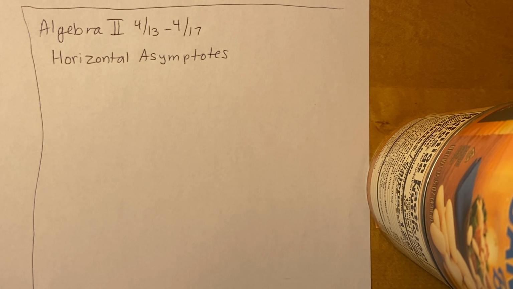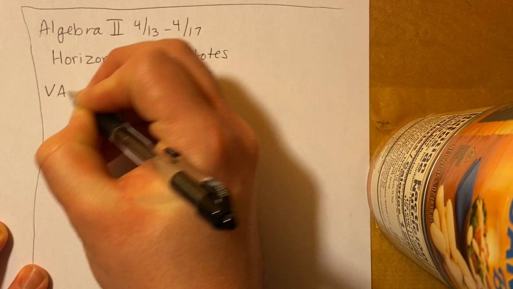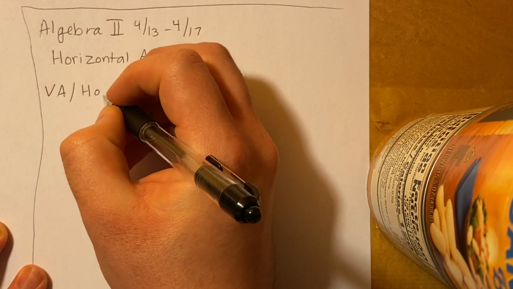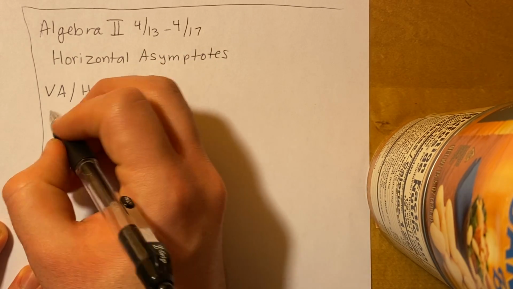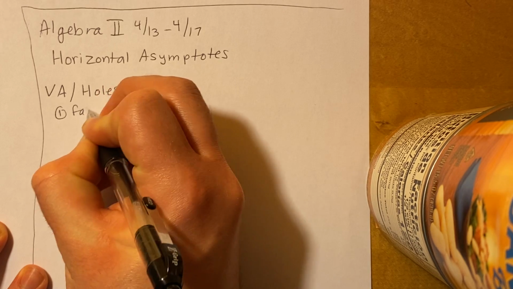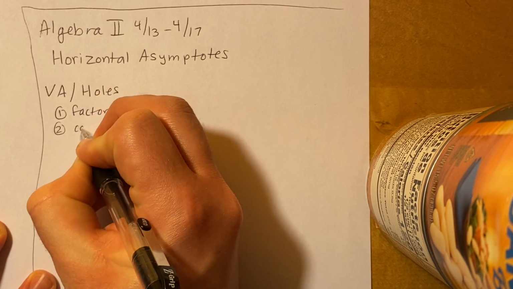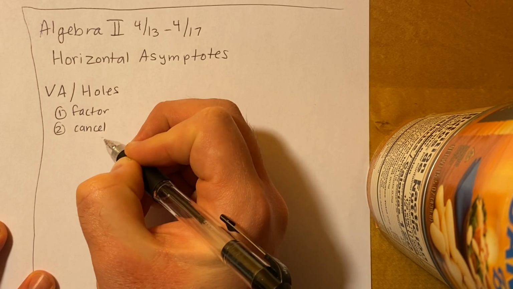Before we do that, I want to do a quick review of last week's stuff, because all of this stuff compounds. Last week we learned about vertical asymptotes, or VA, and we also learned about holes that you can find in these rational function graphs. Remember, your first step is always to factor first and then to cancel if necessary, because if you cancel out some stuff, you might get a hole.